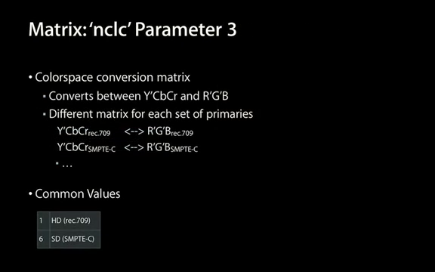The third and final parameter for the NCLC is the matrix. And this is the 3x3 matrix that's used to convert between YCbCr and RGB. And the part that's not obvious to a lot of people is that you use a different matrix depending on the colorimetry. And this is really critical. While if you use the wrong matrix, it appears to largely work, the colors won't come out correctly. And that's especially noticeable if you look at SMPTE color bars.